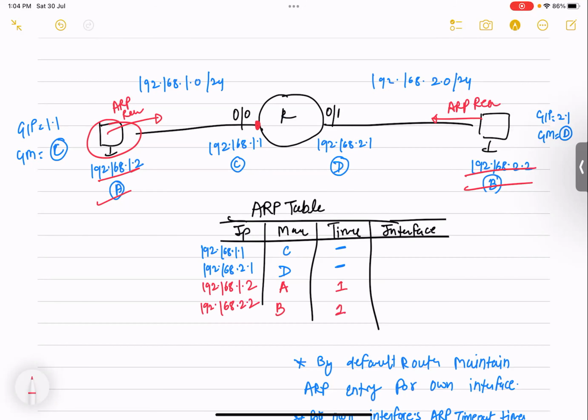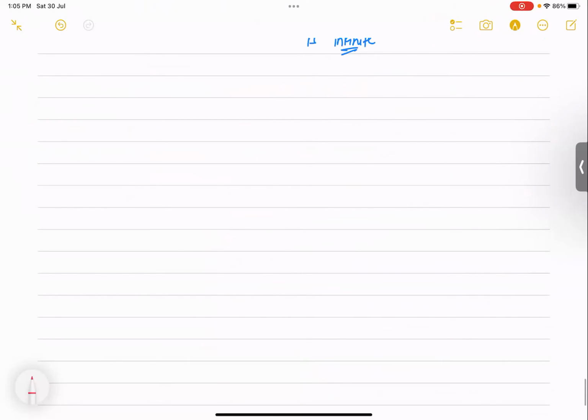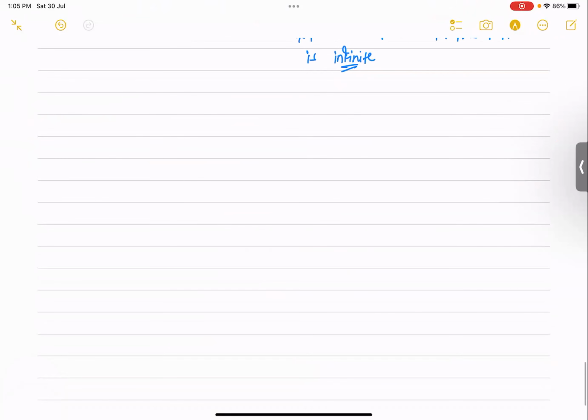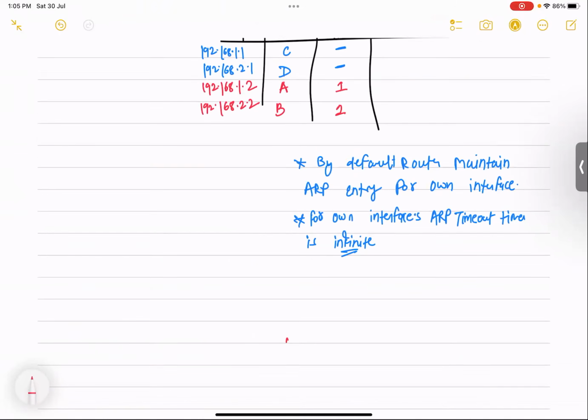So which entries will be deleted after 4 hours? The second entries, 1.2 and 2.2, indirectly connected. Yes or no? Indirectly connected. So the ARP table is clear? Yes. Okay, now we need to discuss the next table, the routing table. Give me 1 second.